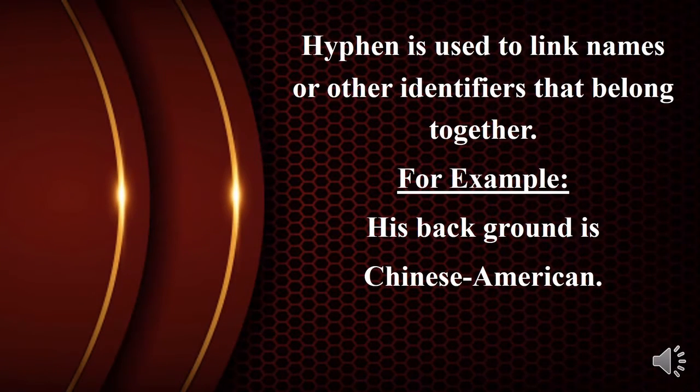A hyphen is used to link names or other identifiers that belong together, which means that we can use a hyphen in order to link names or other identifiers that belong together. Observe the following example here. His background is Chinese-American. Here Chinese-American is the identity of the background of a specific person. So in order to link these two backgrounds together, we have used a hyphen. Let's move forward.